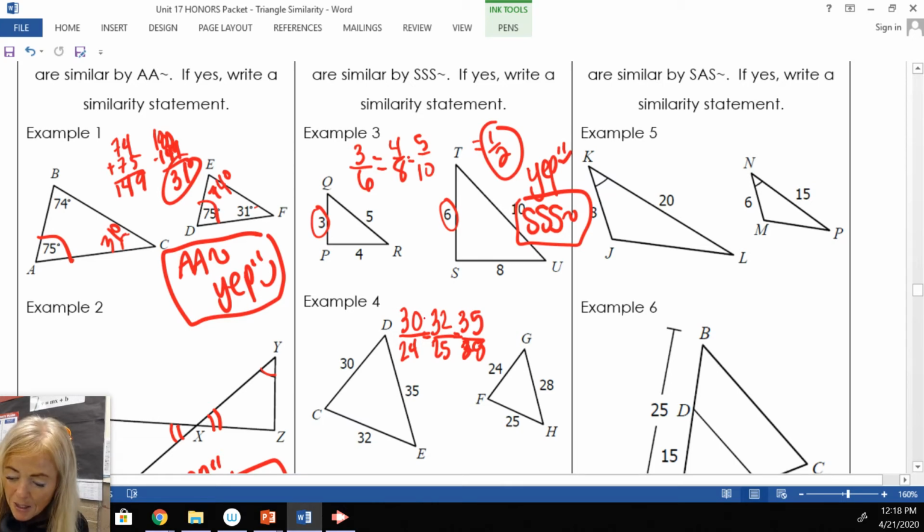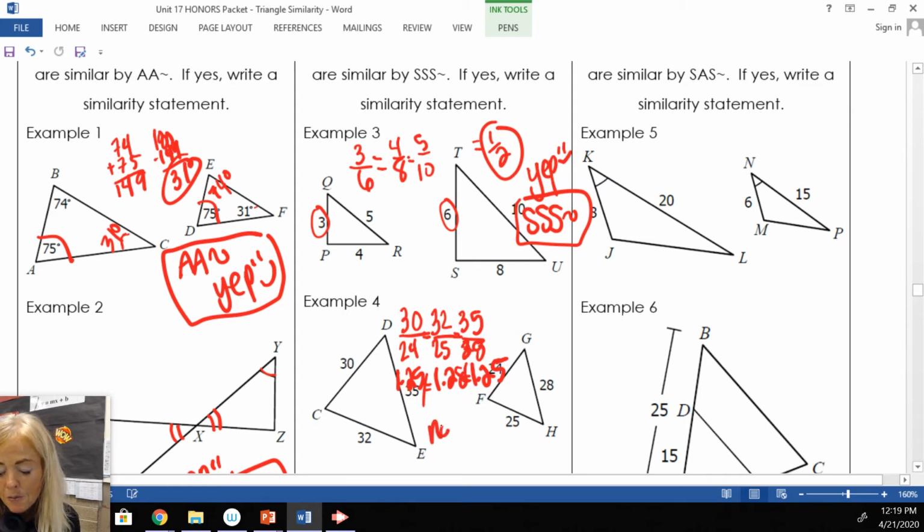And then I'm going to just put that in my little calculator. So 30 divided by 24, hit enter, I'm not even going to look. 32 divided by 25, not even going to look. 35 divided by 28. Now I'm going to look. And what I have is 1.25, 1.28, and 1.25. Those are definitely not equal.